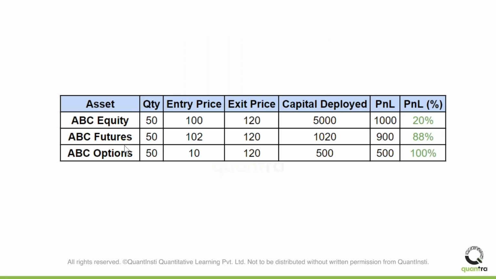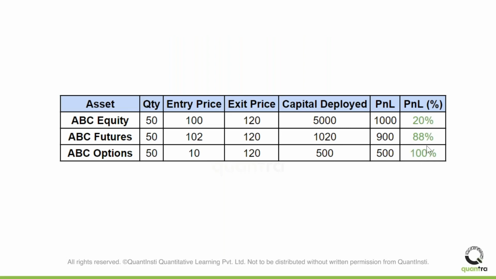But if you see futures, since he spent only 1,020, the profit he gets is the difference between entry and exit price times quantity, which is 900. So here he made a profit of 88%. Here the deal is, for futures we have margin and you don't need to utilize the entire amount. So for less amount, he got 88%. But for options, since he has spent only 10 units or $10 or 10 rupees on buying this call option, he gained 500, which is 100% of his investment.